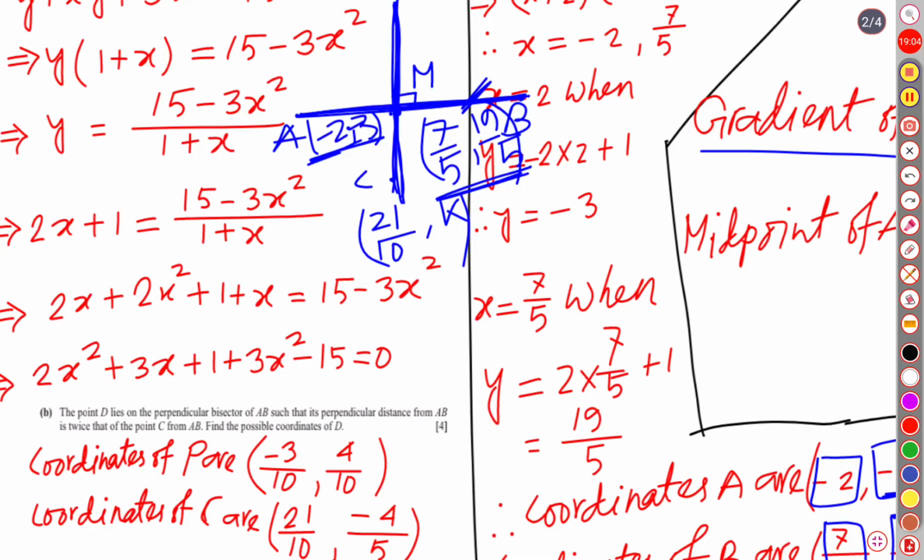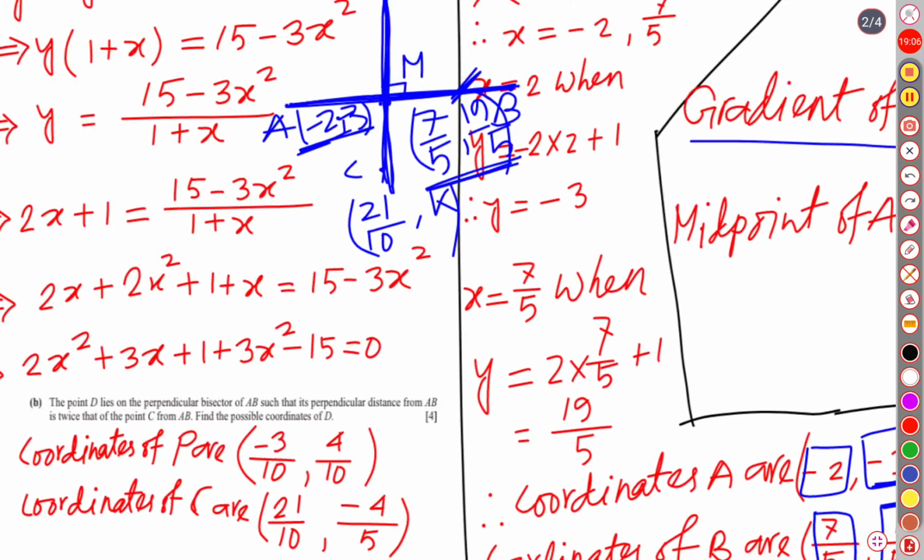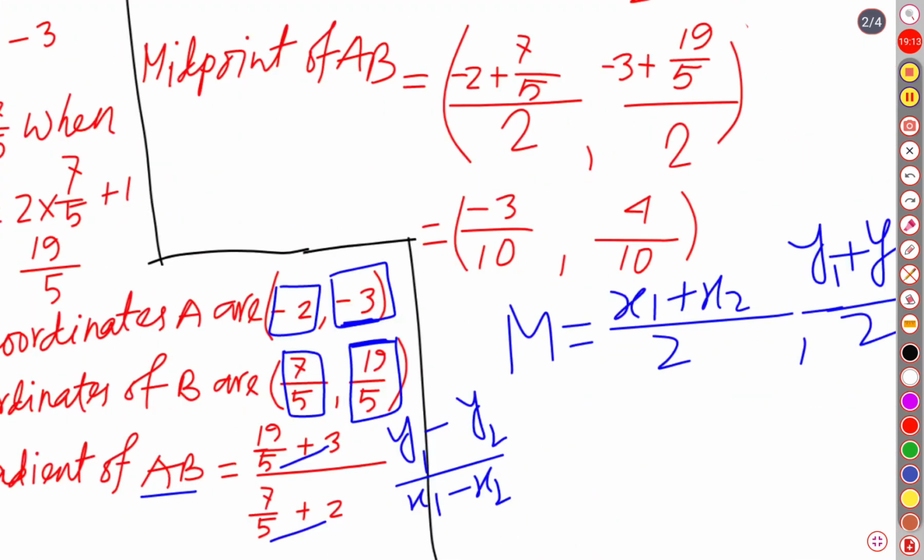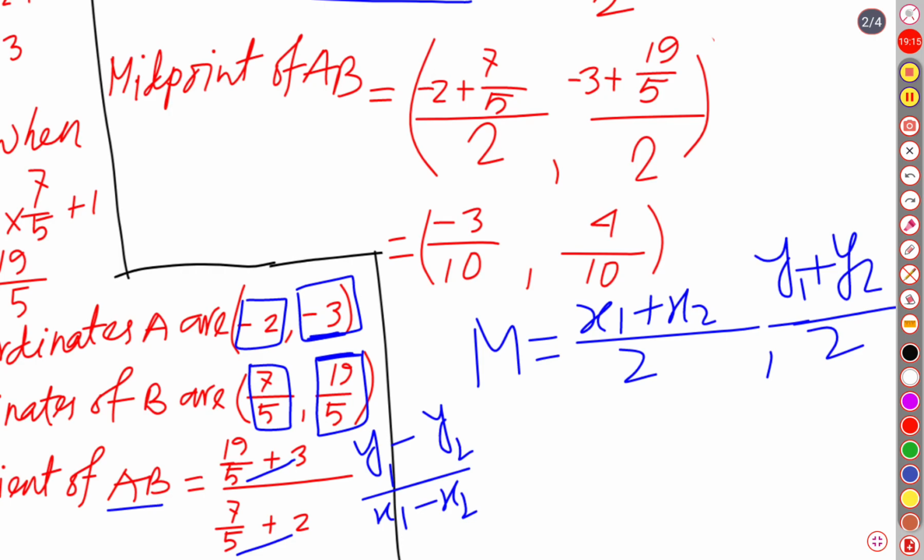Then for the y coordinate, it's negative 3. The y coordinate is negative 3, and the other y coordinate is 19 over 5. We are just doing addition. So the first x coordinate is negative 2, and the second x coordinate is 7 over 5. We have added up, and the first y coordinate is negative 3, and the y coordinate of B is 19 over 5.